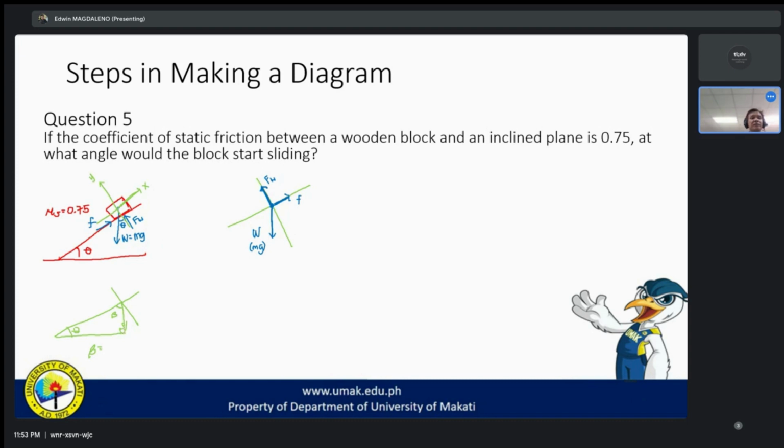That means that what's remaining is 90 degrees for theta and beta. So to find beta, theta plus beta should be equal to 90 degrees. So that means that beta should be 90 degrees minus theta. Okay, so this is 90 degrees minus theta.